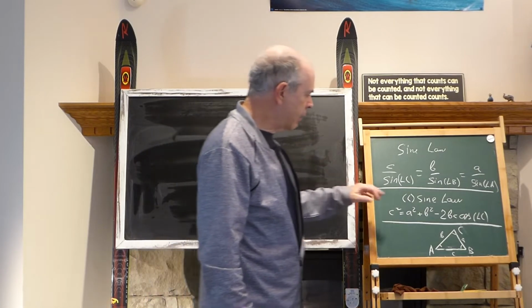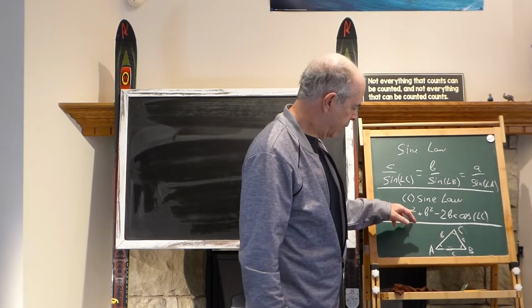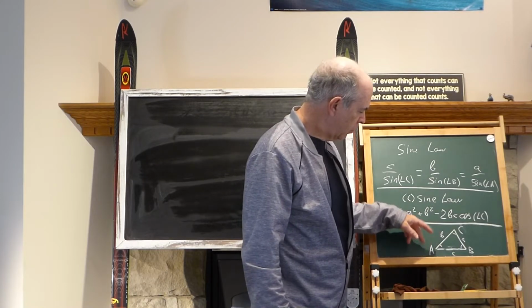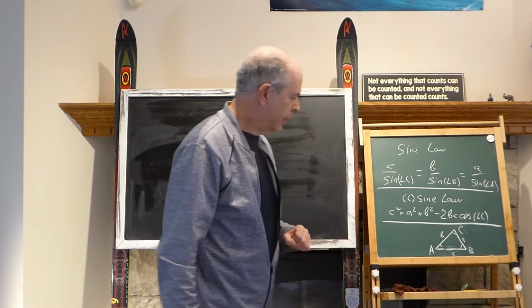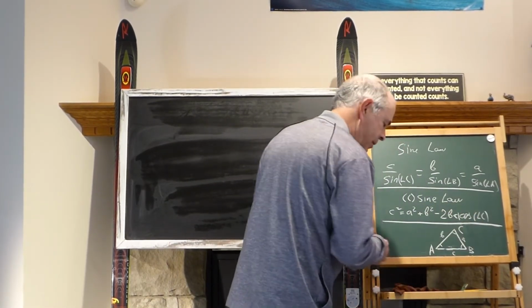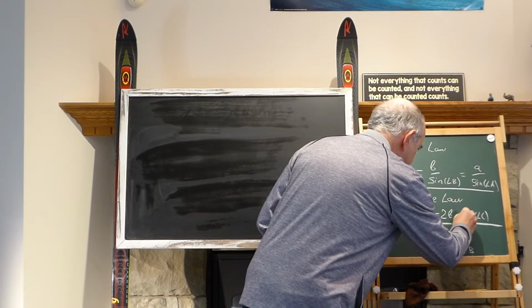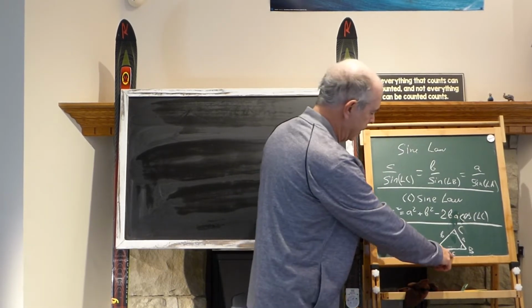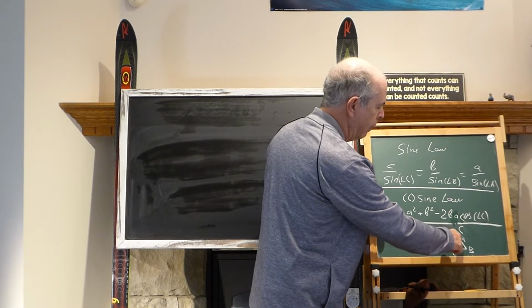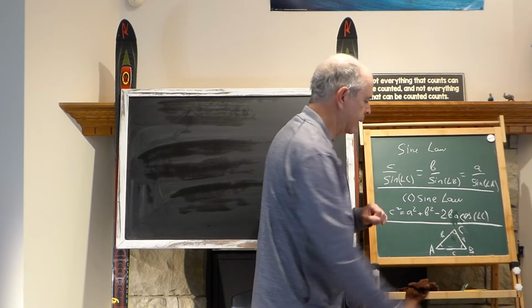And then there is a cosine law. Cosine law says that the side C squared equals A squared plus B squared minus 2bc cosine... Oh, what a mistake. 2ba. So C squared equals A squared plus B squared minus 2ba, those two sides now multiplied by cosine of this angle.